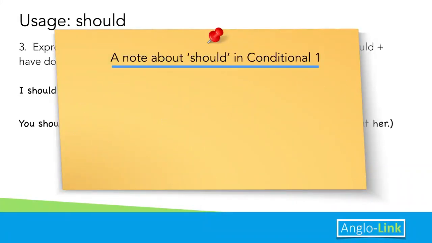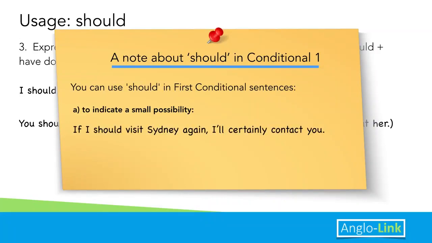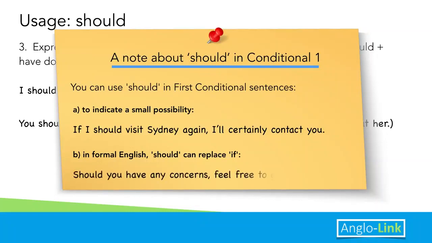Next note is about should in conditional 1. You can use should in first conditional sentences for two things. The first one is to indicate a small possibility. For example, if I should visit Sydney again, I'll certainly contact you. The visit to Sydney is not very likely. And secondly, you can use should in informal English to replace if. So you can say, should you have any concerns, feel free to give me a call.